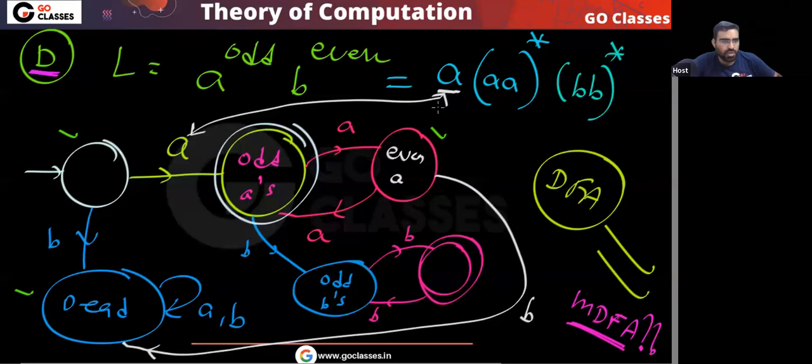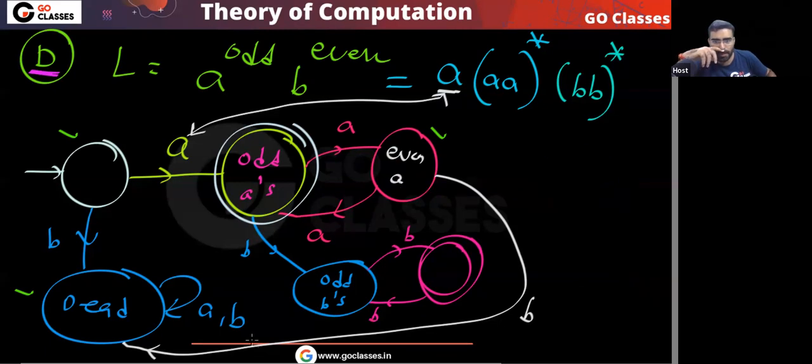Now, Satyam is saying that we can combine the start state and the even A state. Can we do that? This even number of A state we can combine. Yes, we can combine that. That is a good idea. Let's see if this is a minimal DFA or not. You understood this DFA, right? One by one, don't worry.